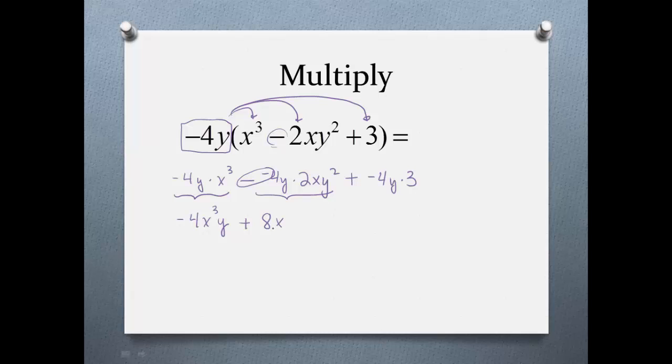There's only one x, so that's an x, and then I've got a y to the first times a y to the second, so that's going to be a y cubed. And then for the last term, the plus a negative is going to make that a minus, and that's going to be 12y. So the final answer is negative 4x cubed y plus 8xy cubed minus 12y. That's a monomial times a polynomial.